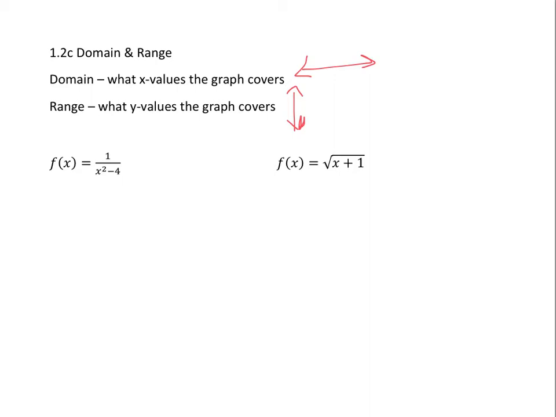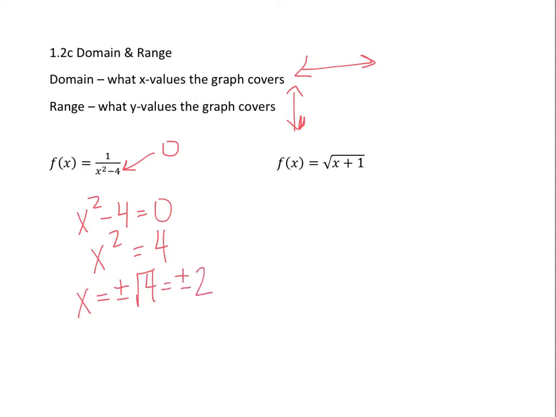Without looking at the graph, if I'm looking algebraically, there's only one thing you can never divide by, which is 0. So if I figure that out, what value would give me 0? x squared minus 4 equals 0. If I add 4, x squared equals 4, and then x equals plus or minus the square root of 4, which is plus or minus 2. So I can have any x value as long as it is not equal to plus or minus 2, because that would give me a 0, which would make an undefined function.